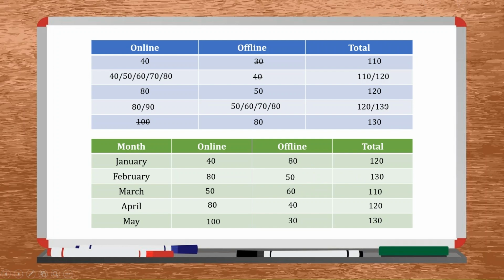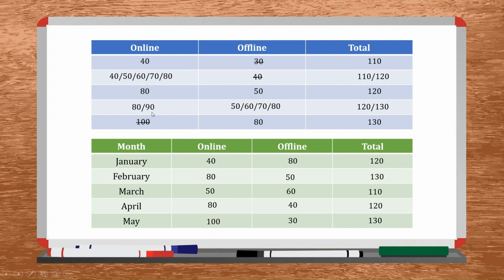Let's recheck our green and blue tables now quickly. The first value of online, the minimum value 40, is being assigned to January. The second value of online has to assume a value of 50 and it is being assigned to March. The third value is 80, which I'm assigning to February. The fourth value, which could take the values 80 and 90, is taking the value of 80 and this is being assigned to April.